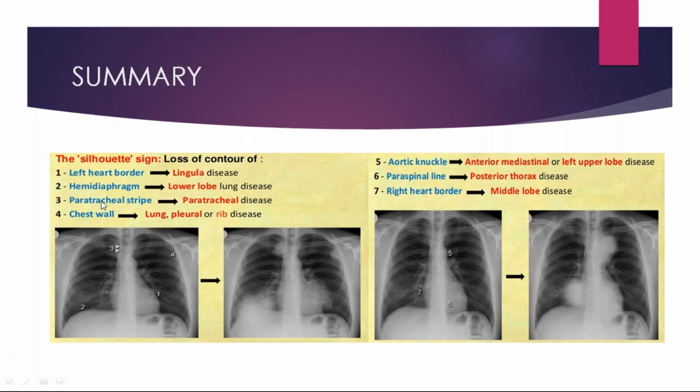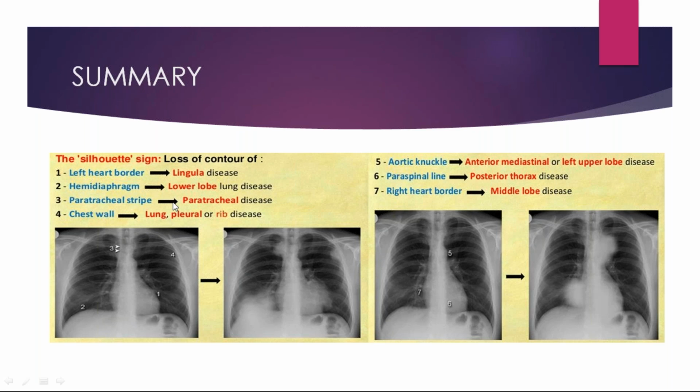And now coming to the summary. The Silhouette sign is the loss of contour of the left heart border. This is the nutshell of the whole presentation. If the left heart border is obscured, it means there is lingular disease. And the hemidiaphragm: we have discussed the borders between the lung and the heart. What happens if the border of the diaphragm is obscured? It means the pathology will be in the lower lobe. Since the lower lobe is in contact with the diaphragm, if the hemidiaphragm is obscured, it means lower lobe lung disease.